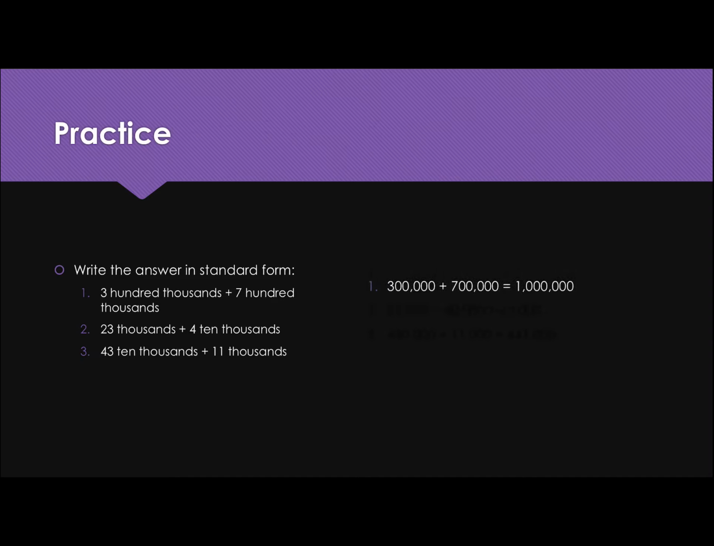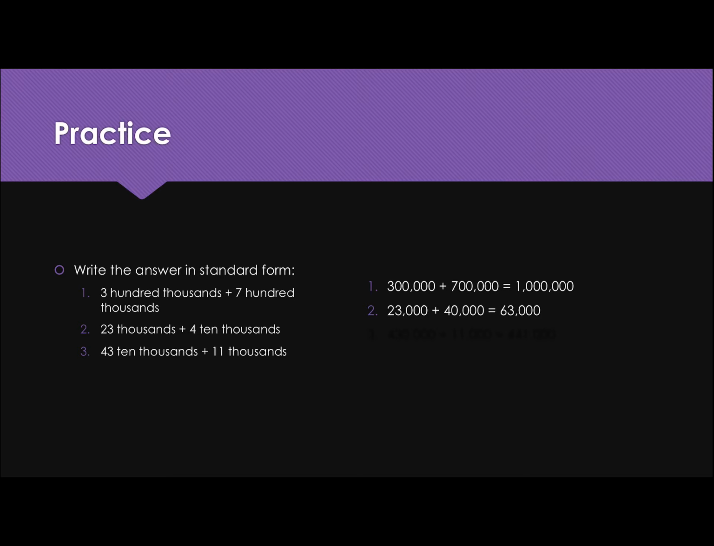All right, so for number 1, we've got 300,000 plus 700,000. That gives us 1 million. You'll notice that when I rewrote it in standard form, I included the commas where they belong. For number 2, we've got 23,000 plus 40,000. When you add those together, we get 63,000.